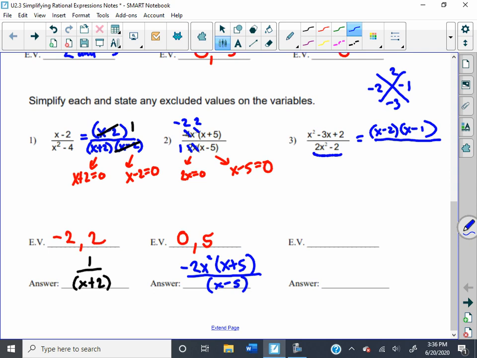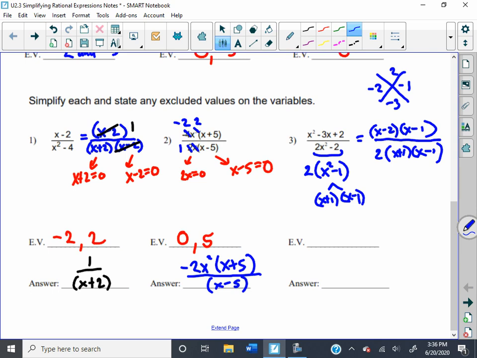Let's see, this denominator can pull a GCF out, a 2. I'm left with x squared minus 1. But then x squared minus 1 is a difference of squares, so that's x plus 1, and x minus 1. So I'm going to write all that down here at the bottom. So I can see everything's been factored. 2 times x plus 1, x minus 1.